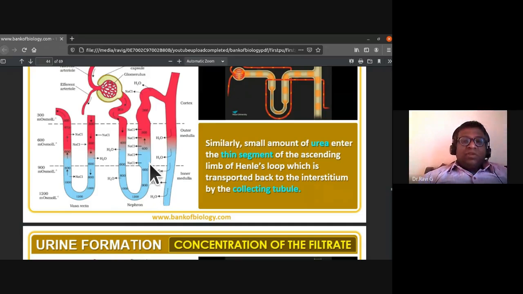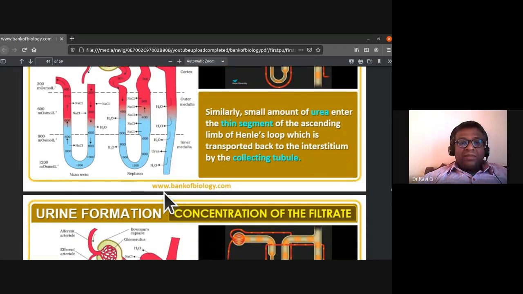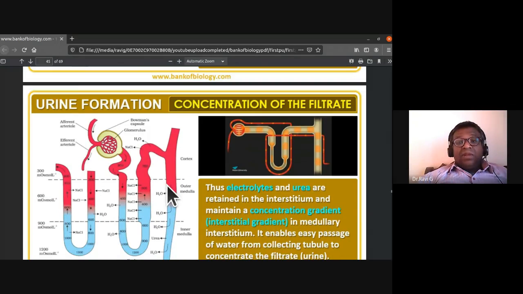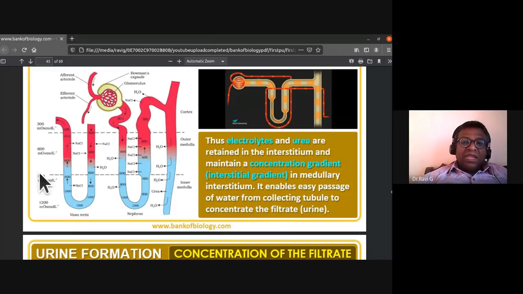A small amount of urea enters the thin segment of the ascending limb of Henle's loop, which is returned back to the interstitium by the collecting tubule. Thus, electrolytes and urea are retained in the interstitium, and they maintain a concentration gradient, the interstitial gradient in the medullary interstitium.